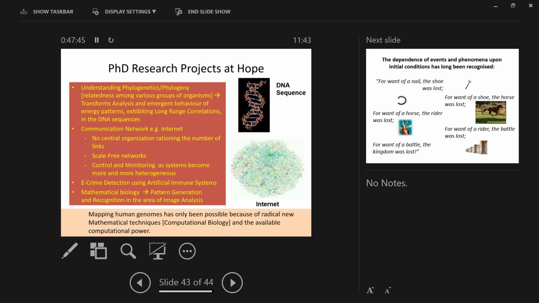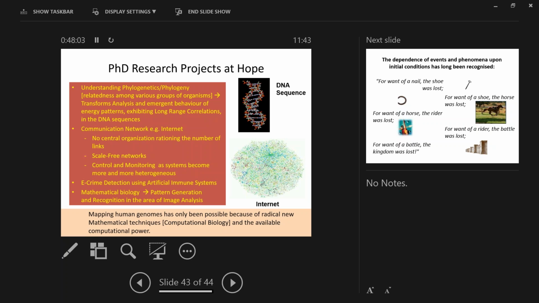In fact, we do have very high entry at this university. We require a distinction at master's level and a very high level of computational and mathematical skills, very computational skills. So just an open invitation.